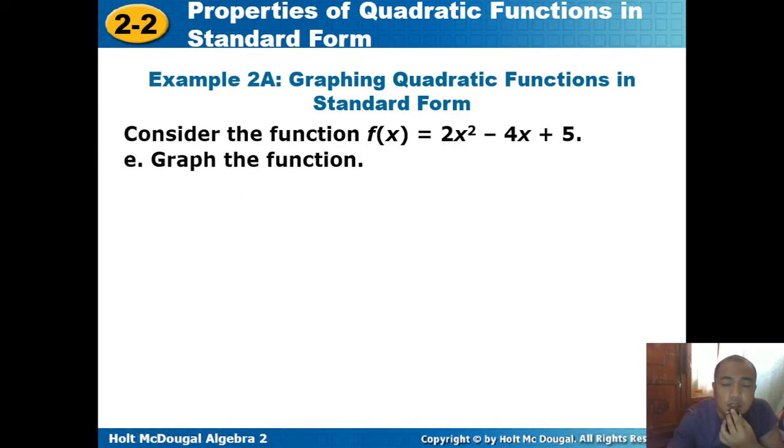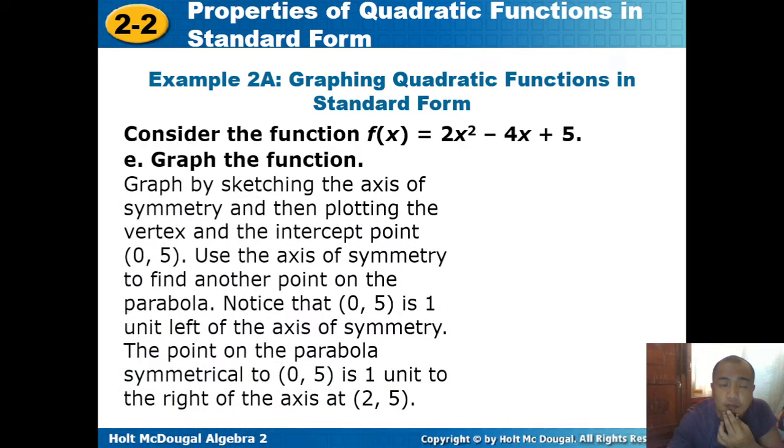Now consider the function f of x equals 2x squared minus 4x plus 5. Graph the function. So graph by sketching the axis of symmetry and then plotting the vertex and the intercept point (0, 5). Use the axis of symmetry to find another point on the parabola. Notice that (0, 5) is 1 unit left of the axis of symmetry. The point on the parabola symmetrical to (0, 5) is 1 unit to the right of the axis at (2, 5).